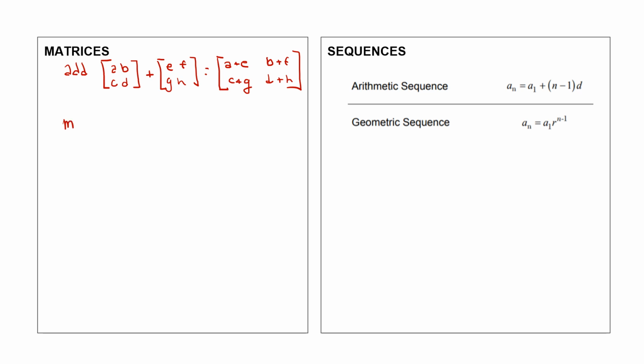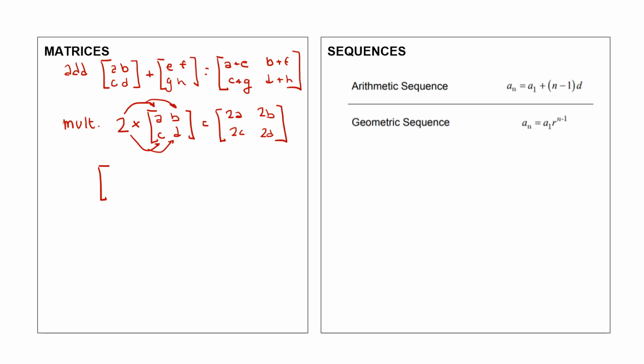When we're multiplying, we can get two situations. The first one is where we're multiplying the matrix just by a number. This is called scalar multiplication. In that case, we just multiply that scalar to each of the members. So we get 2A, 2B, 2C, and 2D. Now we can also get the situation where we're multiplying two matrices together. And this is called a dot product.